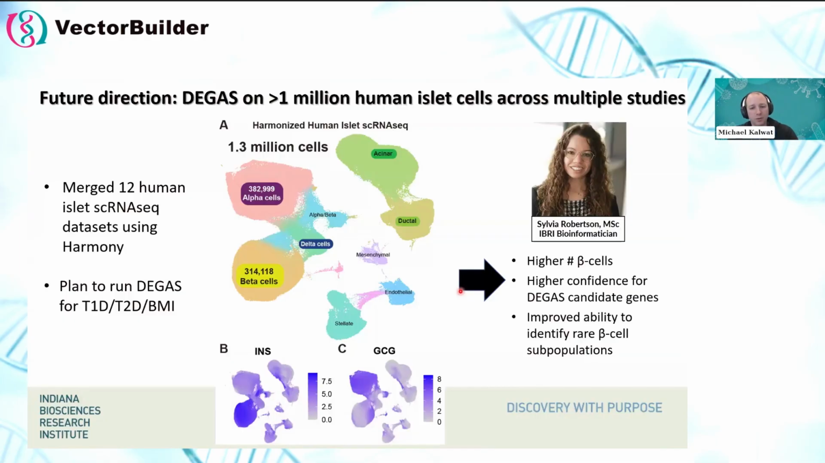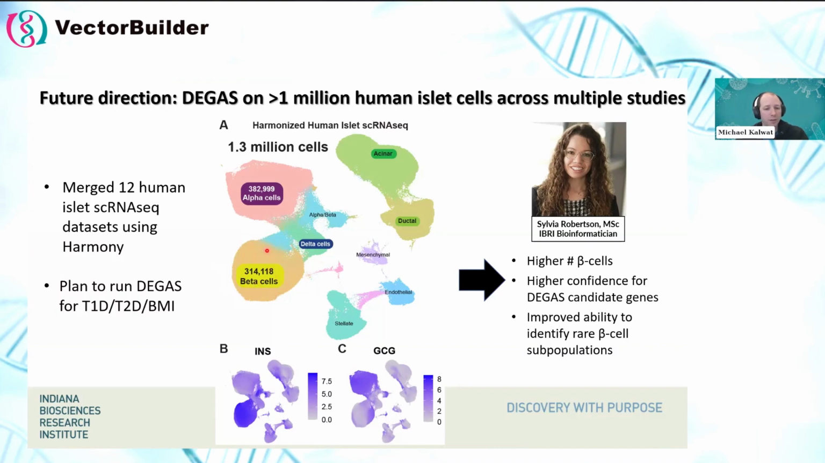And one way we're going to advance these studies in the future is by expanding the application of Degas to a much larger cell set. When we initially did this, we used the 17,000 cells, but that's really not that many. Now there are way more cell databases available. One of Travis's team members, Sylvia Robertson, has merged about 1.3 million human islet cells now, so we have a much richer database to apply the machine learning algorithm to. And we're in the process of doing that.